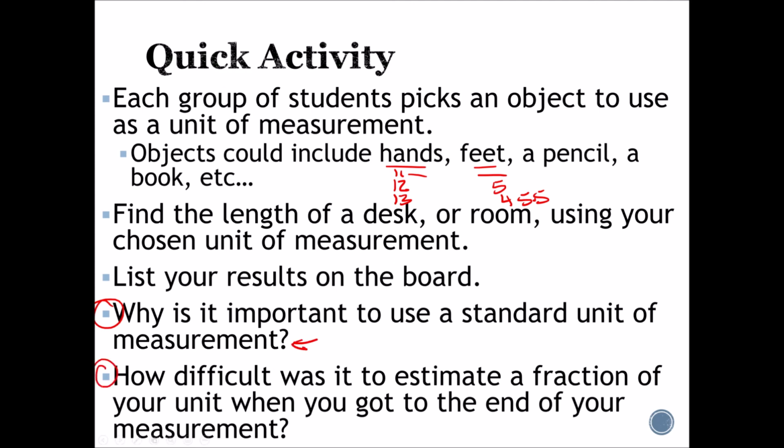Also think and tell me, how difficult was it to estimate a fraction of your unit when you got to the end of your measurement? Go ahead and answer these two in your PowerPoint notes.